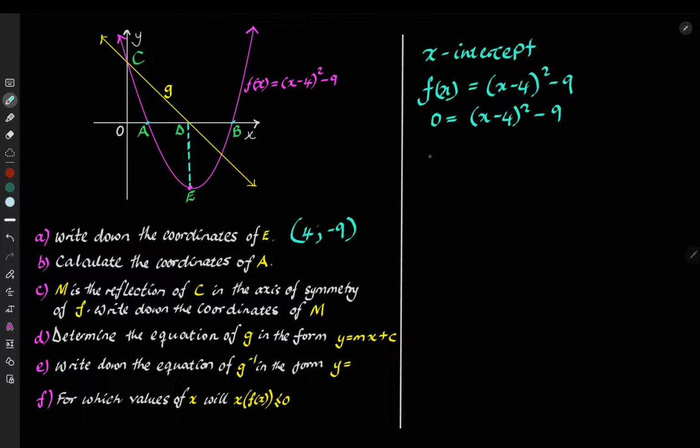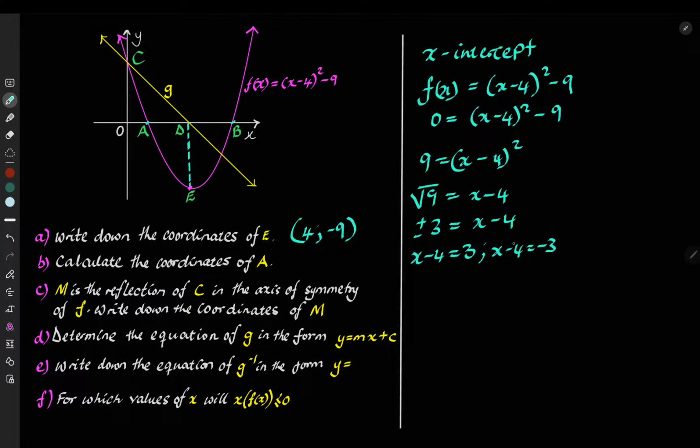So you just bring the 9 this side. The 9 will be equal to x minus 4, then in a bracket squared. Then you just find the square root of 9 is equal to x minus 4. And the square root of 9 is a plus minus 3. So that will be equal to x minus 4. Once you have that, you can split it and you can say x minus 4 is equal to plus 3, or x minus 4 is equal to minus 3. So we're just splitting the plus and minus. So then x can be equal to 7, and also x is equal to positive 1.